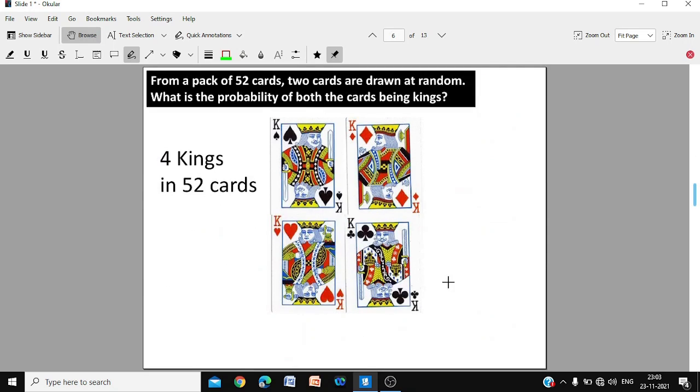From a pack of 52 cards, 2 cards are drawn at random. What is the probability that both the cards are kings? Two cards are drawn, and there are 4 kings. Four different suits: this is spade, this is diamond, this is hearts, and this is clubs. So you have 4 kings in a total pack of 52 cards, and you are going to draw 2 cards, and you want both of them to be kings.